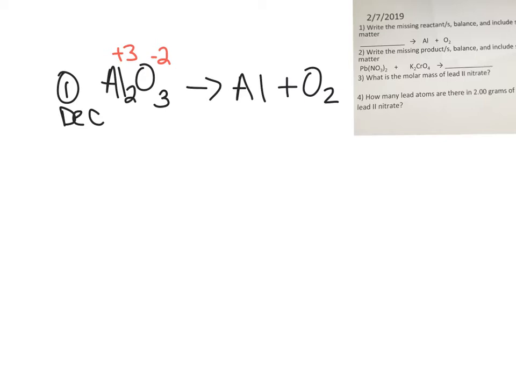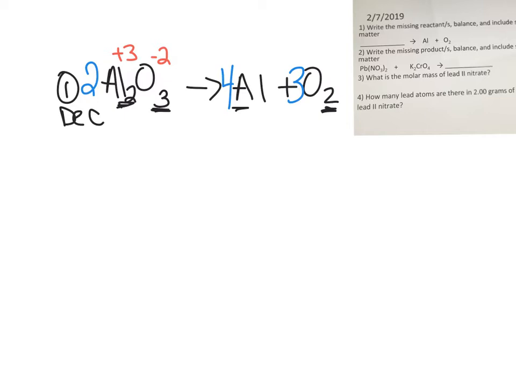Then you had to balance it. Looking through here, I have 2 aluminums here, only 1 here, so I know that needs to get changed. But here I have a 3 and a 2, so we're going to get both of those to be 6. So I'm going to double aluminum oxide, which tells me that I need a 4 in front of my aluminum and a 3 in front of the oxygen. So that's it, balanced.